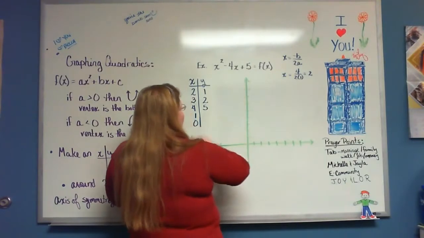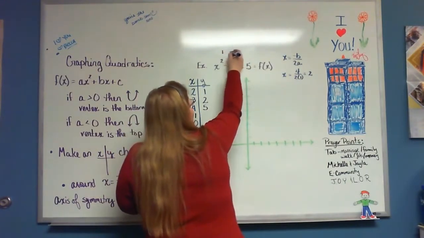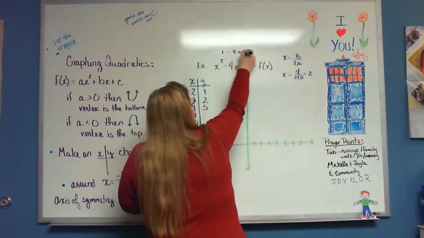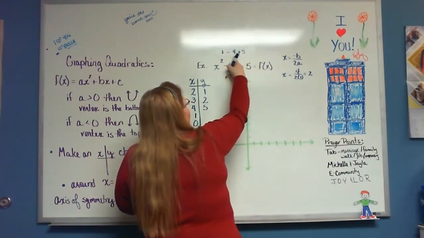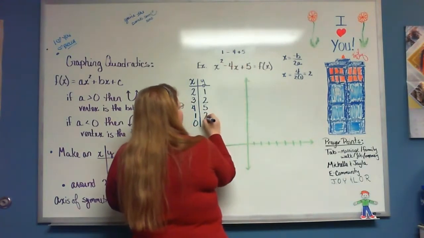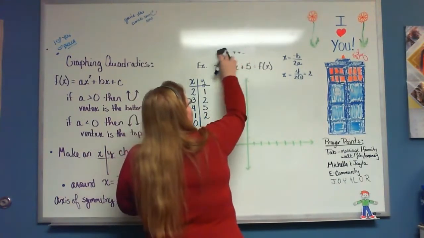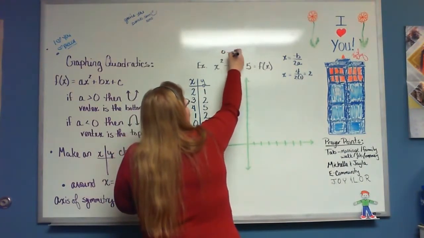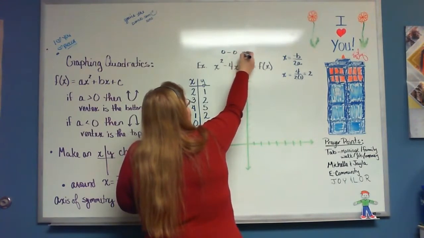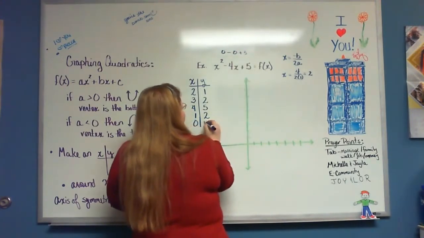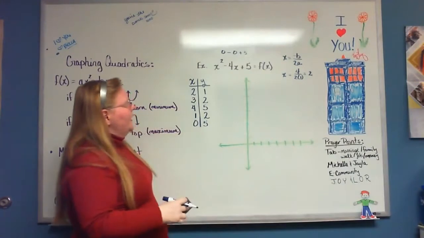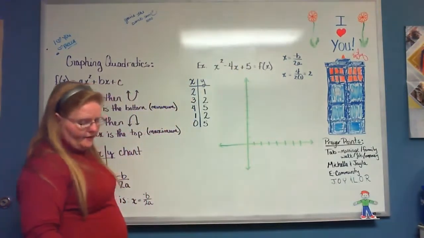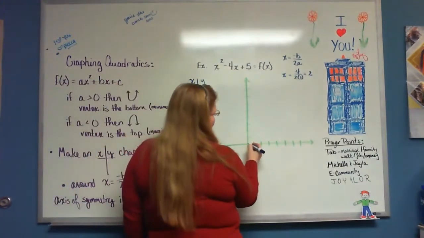Okay, now let's go and do it for 1. 1 squared is 1, minus 4 times 1 is 4. Plus 5, that's negative 3, plus 5 is a positive 2. Okay, one more. 0 squared is 0, 4 times 0 is 0, plus 5 gives me 5. Okay, so I've done my XY chart, and now I can go ahead and graph these points.